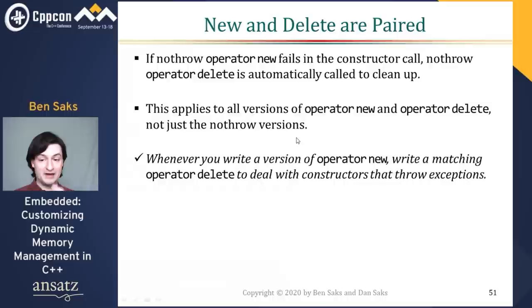So what that means is operator new and delete are always paired like this. If you have an operator new that takes a certain set of arguments, the compiler will find the operator delete that takes the same set of arguments and pair them up in this situation so that if the constructor fails by throwing an exception, the paired operator delete gets called to clean up whatever the original operator new did. What that means is that anytime you write a version of operator new, you want to write a matching version of operator delete that's paired with it, that takes the same set of arguments after the first, that is meant to clean up memory in case your constructors throw exceptions.